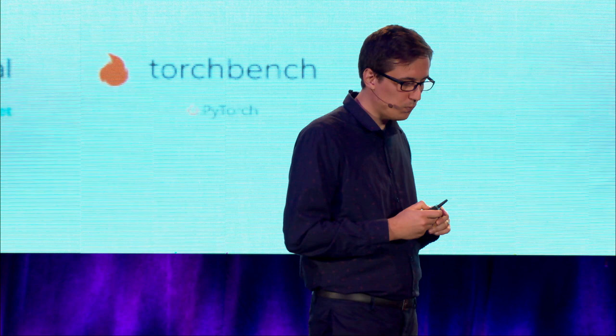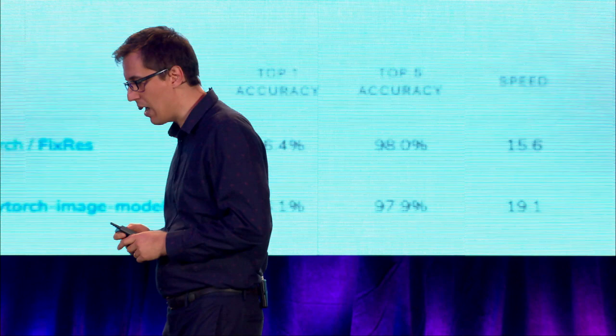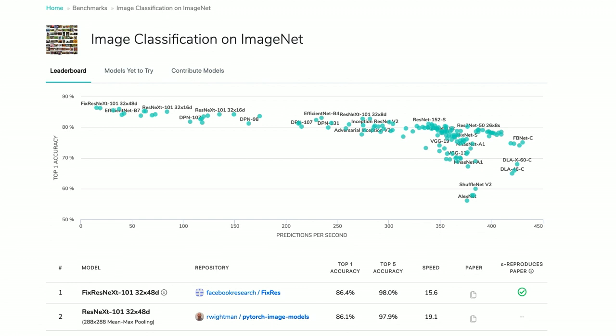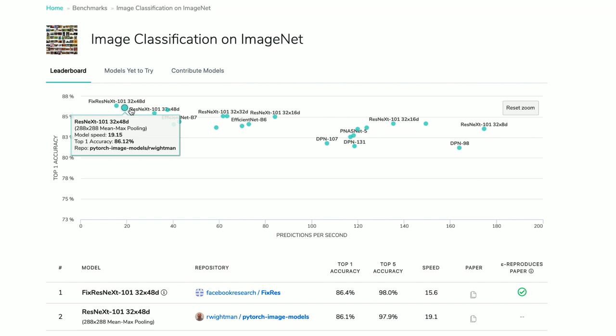All right, so where does this actually get us? We've run this in beta for the last couple of weeks, and we benchmarked about 150 ImageNet models. These are the results we got. On the x-axis, you have predictions per second. On the y-axis, you have, again, accuracy. You can now see all of these models out there, and you can see this clear trade-off between having a really slow model that performs very well versus having a much faster model that then performs slightly less well.